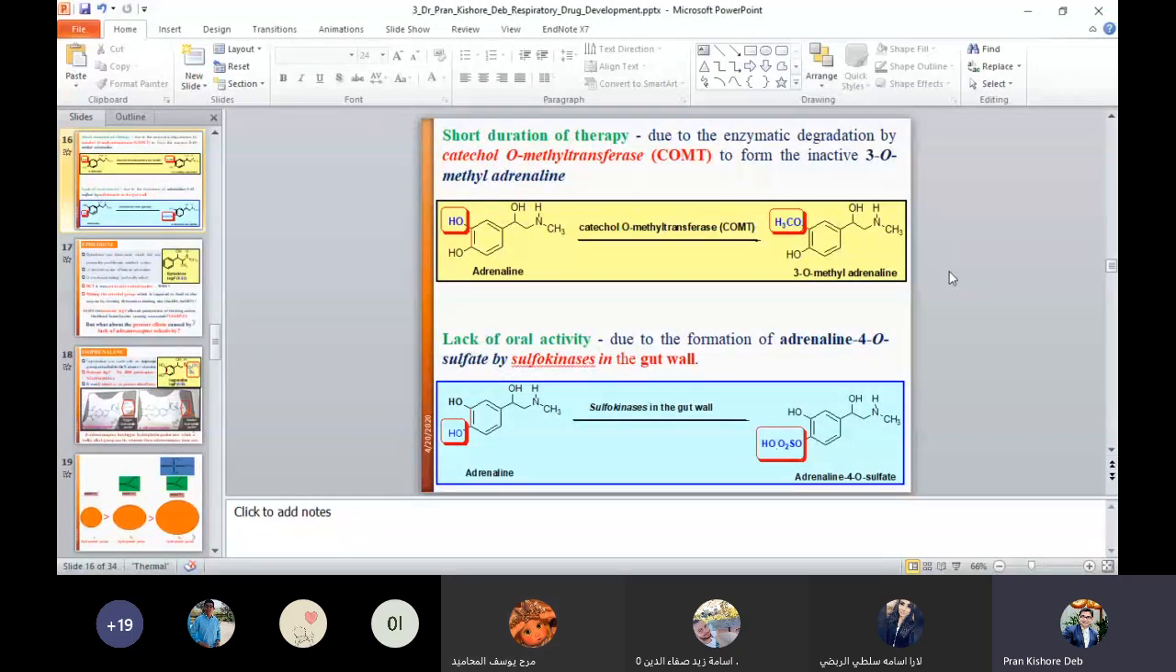And if I ask you a question in the exam, which of the following will have short duration of action? Give reason and draw the reaction. So see, the chemical change remains the same. Whenever you see the catechol, you just have to convert this OH group into OCH3. Is it clear, all of you?